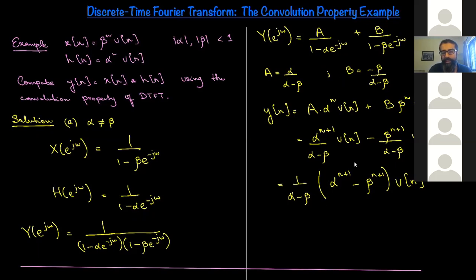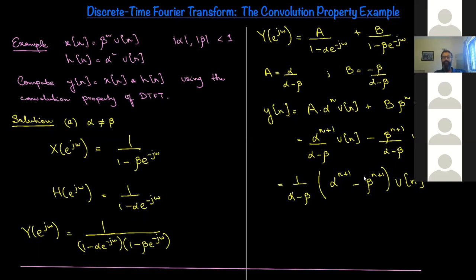this is your final answer. And you should try to verify if you convolve x and h, what result do you get? You should be able to verify this is exactly the result that you're going to get. Okay. A corner case here, of course, is when alpha equals beta, because when alpha equals beta, ये भी 0 हो जाता है और ये भी 0 हो जाता है. So you get a 0 by 0.